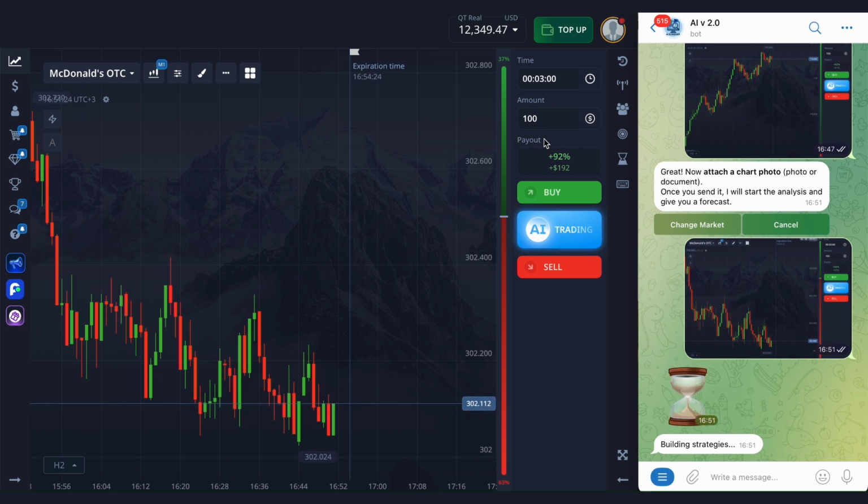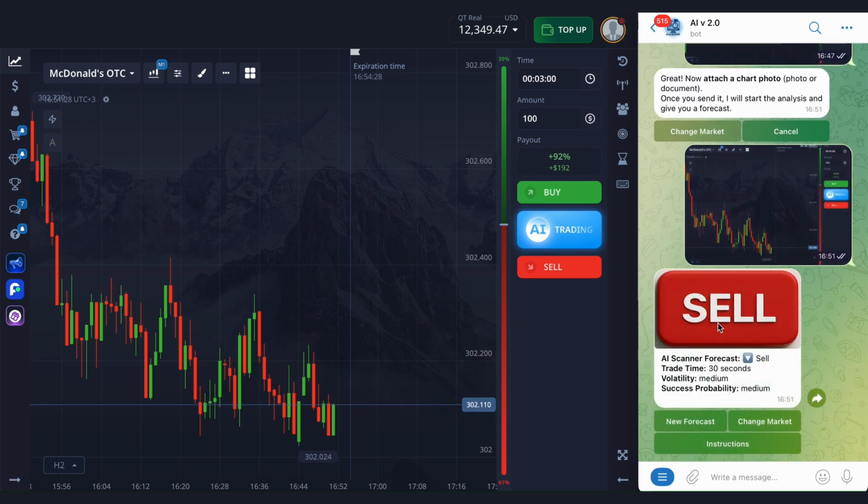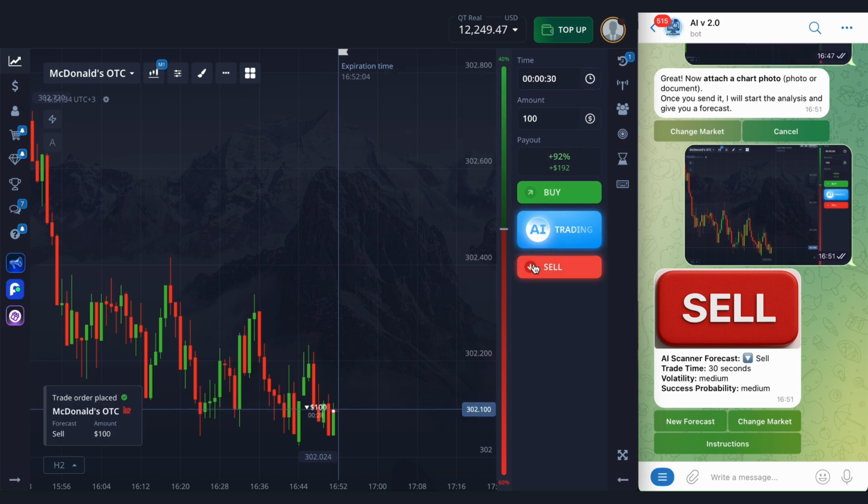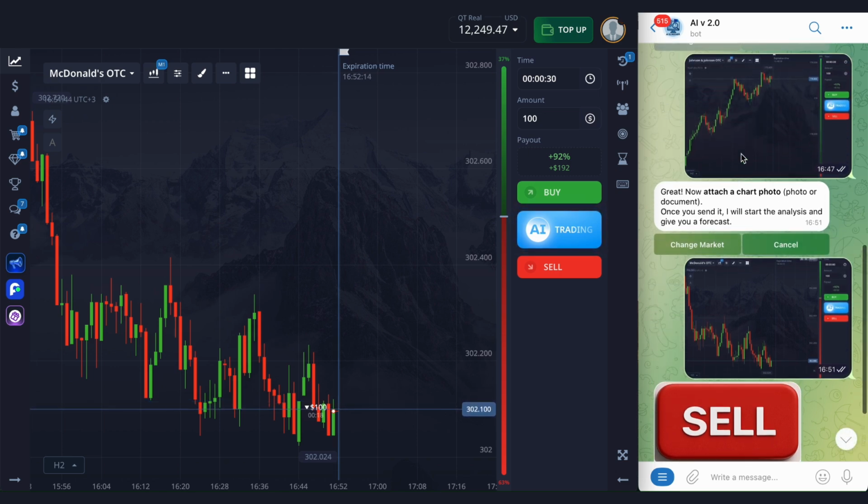We're risking $100 for this trade as well. And what is it gonna be, ladies and gentlemen? It is gonna be a sell, a 30-second sell. Setting my timer on 30 seconds and executing a sell order for this trade. We're gonna hold on tight and see how this is gonna play out. Predicted by our AI screener version 2.0, this is gonna be a medium volatile trade. Success probability to be medium as well. We're gonna hold on tight and see how this is gonna play out, ladies and gentlemen.